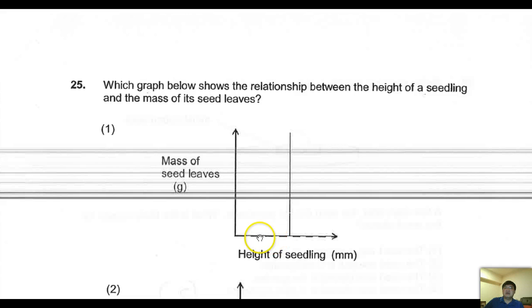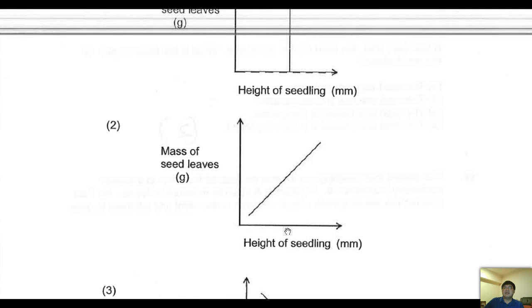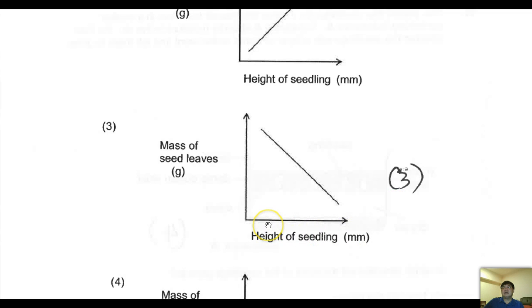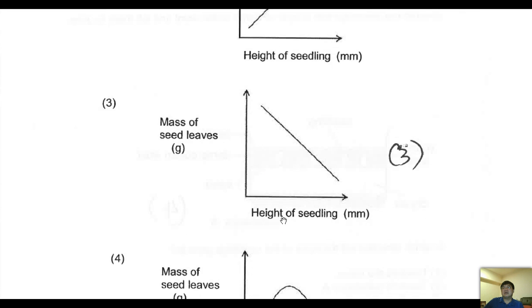So this one shows the height of the seedling. This one is very not right. It shows that the seed leaves remain at a different height, but the height of the seedlings remains the same over here. It doesn't change at all. So this is wrong. This one shows that as the seedling grows taller and taller, the seed leaves grow bigger and bigger. Not right. Now this is correct. The height of the seedling grows, from 1 cm, 2 cm, 3 cm, 4 cm, 5 cm, 6 cm. It grows up this way. The mass of the seed leaves goes down, maybe from 20 grams to maybe 15 grams, and so on, going down. Okay, this is the answer.